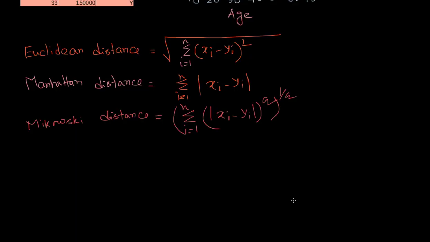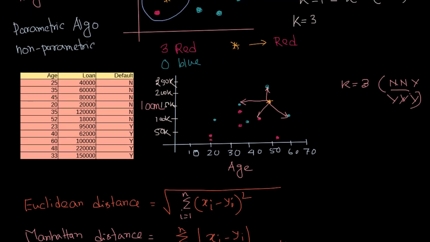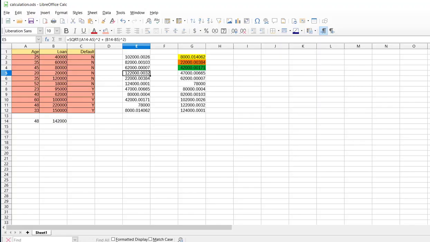If I tally with this figure, we have computed the values of these lines for each and every point from the point we wanted to classify. Now I have sorted them from lowest to highest, because we need to identify the three nearest points from the point 48, 142k. After sorting, the three points are 8,000, 22,000 and 42,000. The 8,000 is this point over here, 33, 150k.